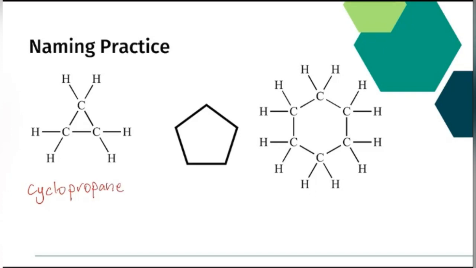Okay, then for the next one, how many carbons? We have 1, 2, 3, 4, 5. So that will be pentane. Since it's cyclic, you put cyclopentane.